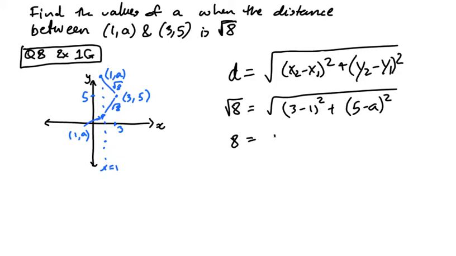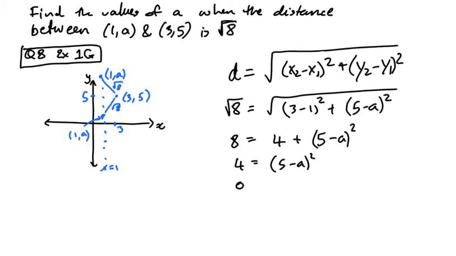3 minus 1 is 2. When I square it is 4, plus 5 minus a all squared. So I've got 4 equals 5 minus a all squared. Favourite rule in maths is the difference of two squares. A lot of you will be tempted to square root at this stage. You'll probably only get one answer if you do that. You have to remember to make it plus or minus 2.